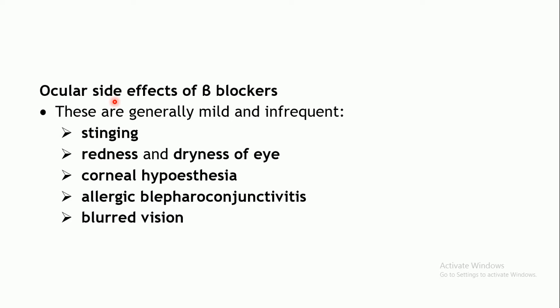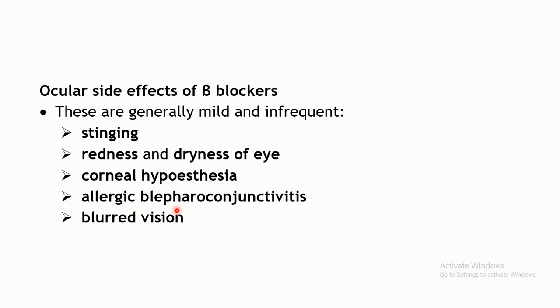Now coming to the ocular side effects of the beta blockers, these are generally mild and infrequent, but sometimes they can be troublesome. Ocular side effects include the stinging sensation. The stinging sensation is the intense burning pain which is experienced when you have an insect bite or insect sting. So a similar kind of intense pain may be felt in the eye. Next ocular side effect is redness, or dryness of the eye may be produced. Then corneal hypesthesia, that is decrease in the corneal sensitivity.